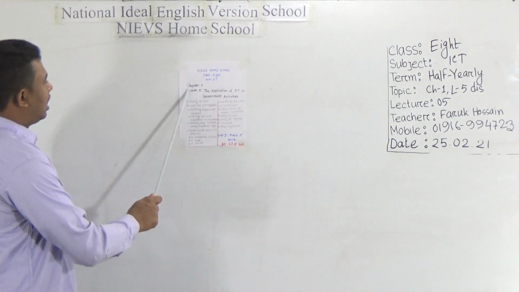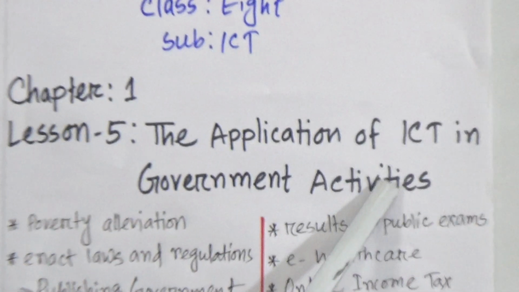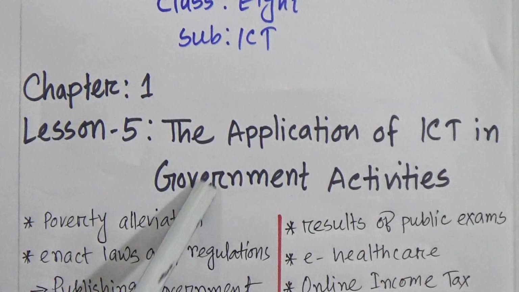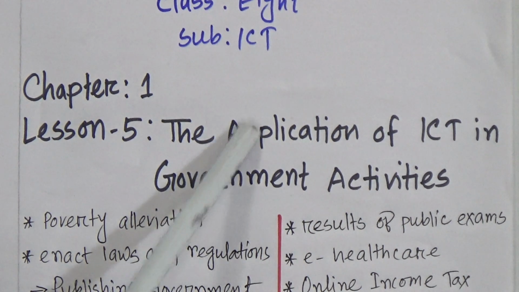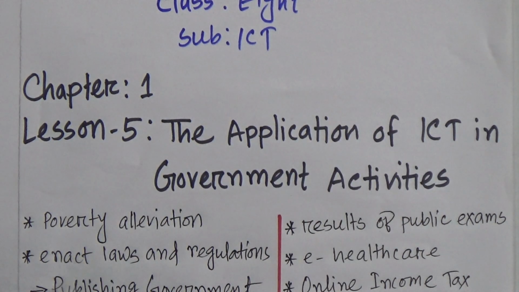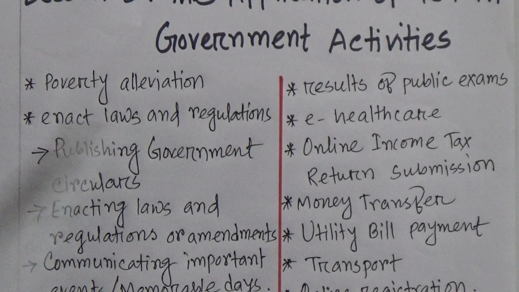Dear students, chapter 1 lesson 5 is about the application of ICT in government activities. That means how the government is getting benefit from ICT. Okay, dear students, I have summarized the whole lesson here, and if you just watch the video, then it would be much easier for you to evaluate what is written here.